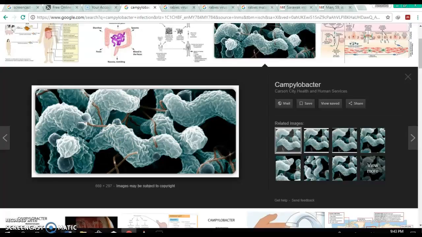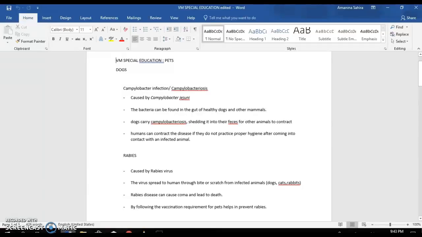So next is rabies infection. It is caused by the rabies virus. The virus will spread to humans through a bite or scratch from infected animals like dogs, cats, or rabbits. Rabies disease can cause coma and lead to death. To prevent it, we need to follow the vaccination requirement for pets in order to prevent rabies.